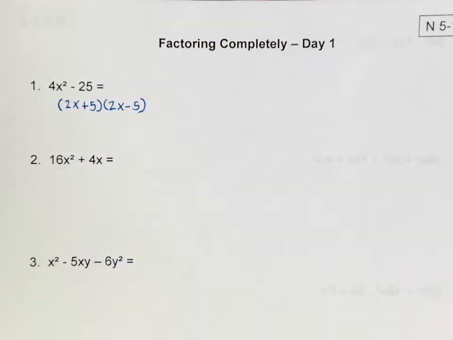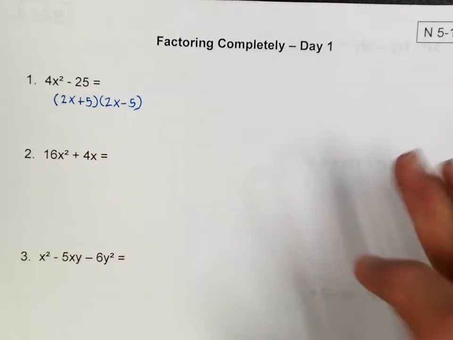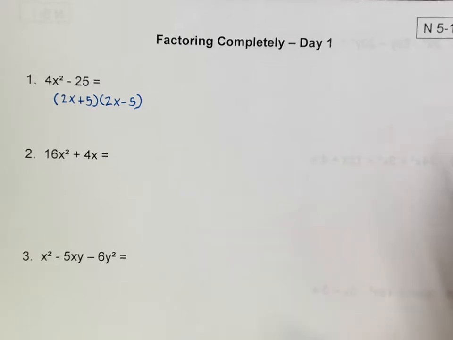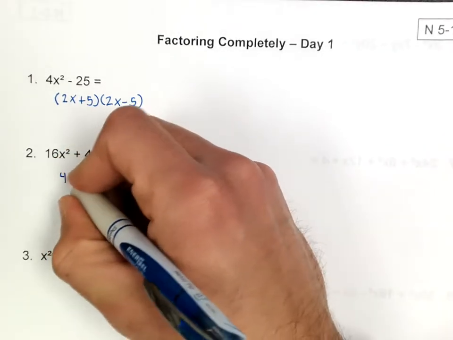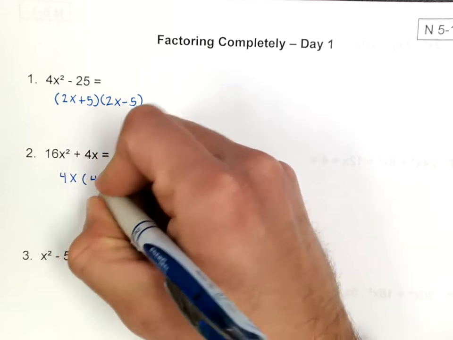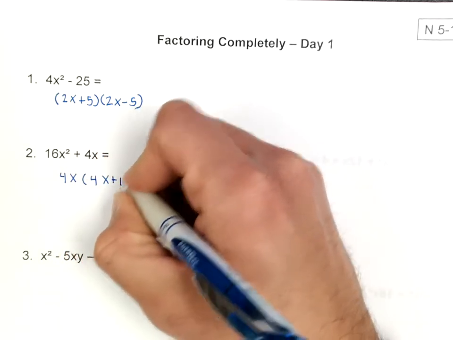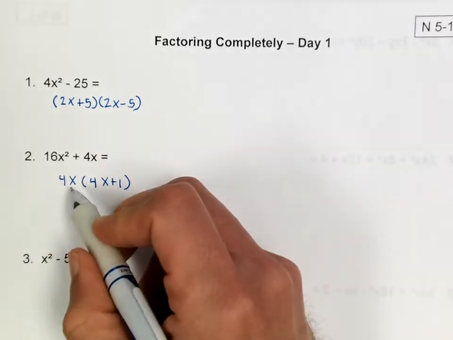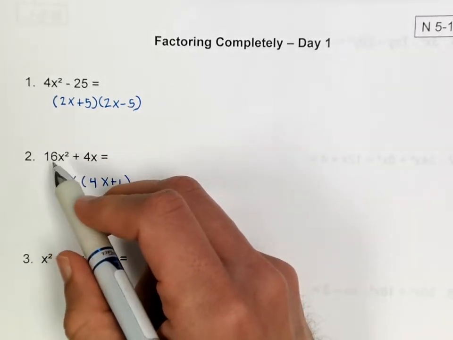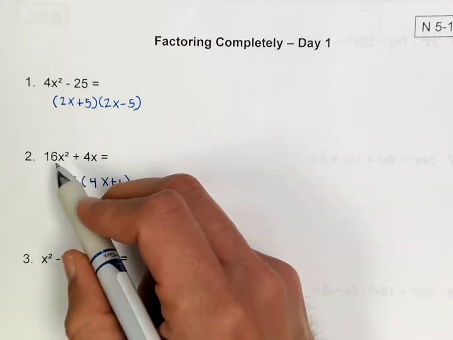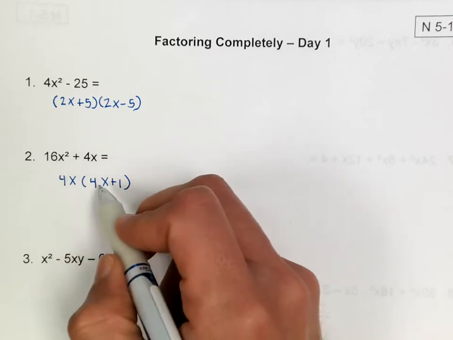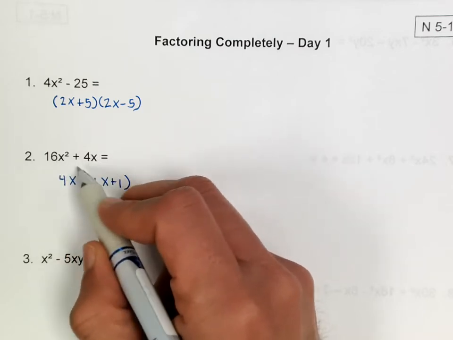Now normally, that's pretty much it. Always look at those two factors that you have and see if you can factor one more time, and in this case you can't. So number 2, remember, always look for your greatest common factor. My greatest common factor is 4x, and I end up with 4x plus 1. Once you find your greatest common factor, divide each term by 4, and divide each by x. If I divide this by 4x, I get 4x. If I divide this by 4x, I get 1.